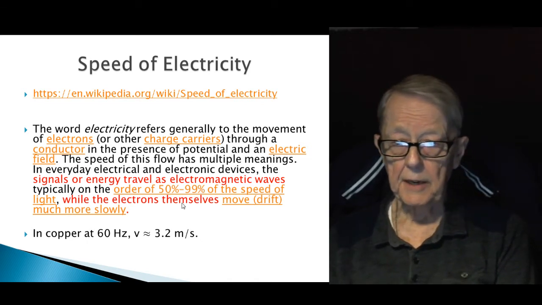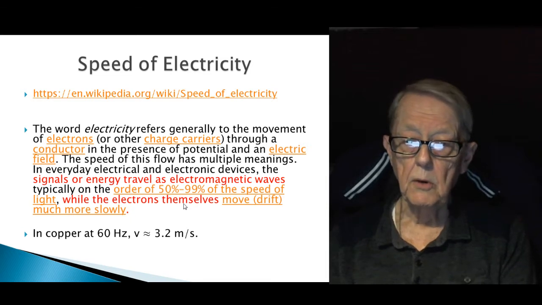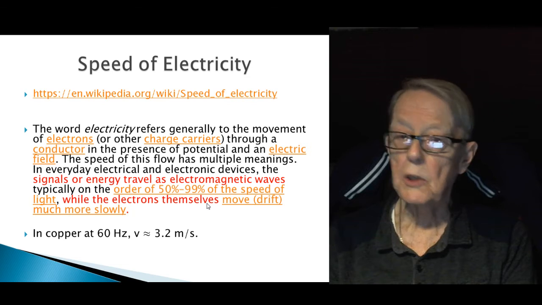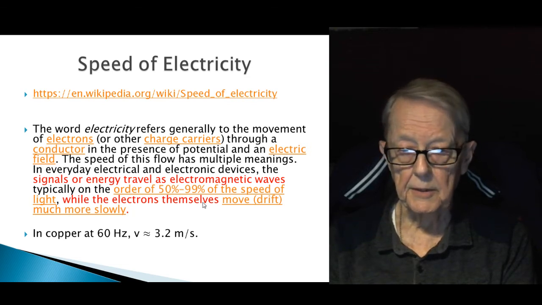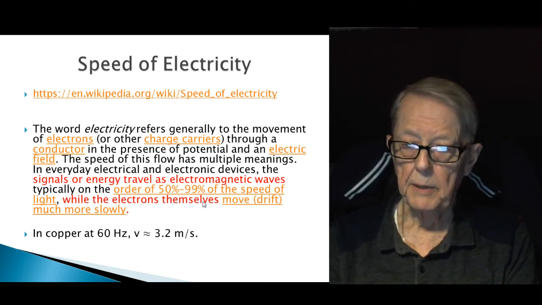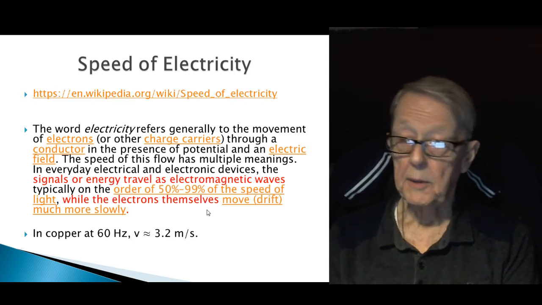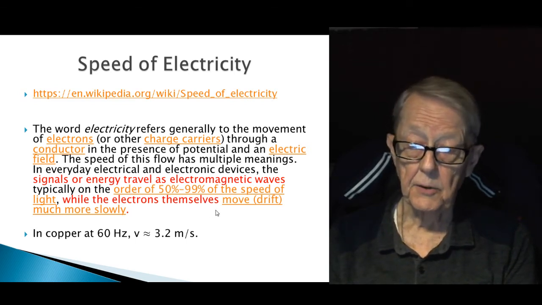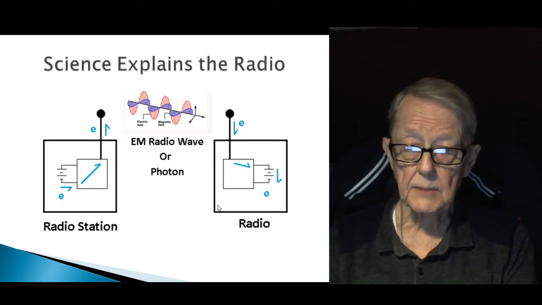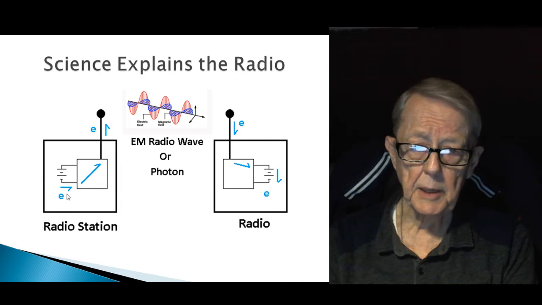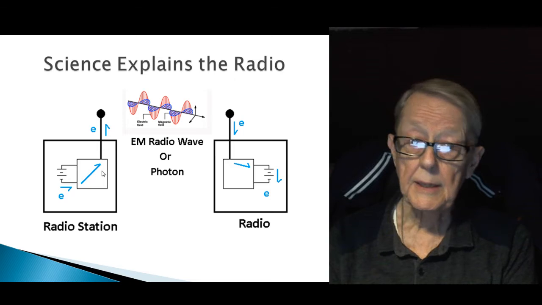But then they say the electrons themselves drift much more slowly. In fact, in this same article later, in copper wire, an electron moves at 3.2 meters per second. Electrons are moving slow, but the waves are moving fast, and I don't know how to split the two. So this is kind of what they're saying it is. I didn't put the wave in here because I don't know how to describe that wave.